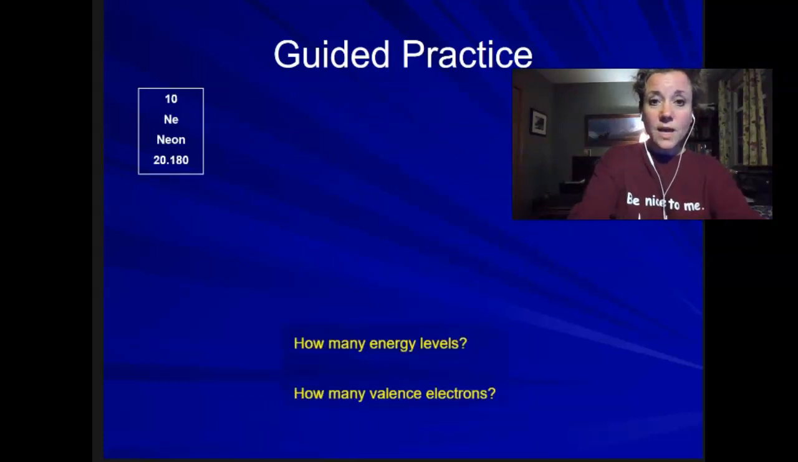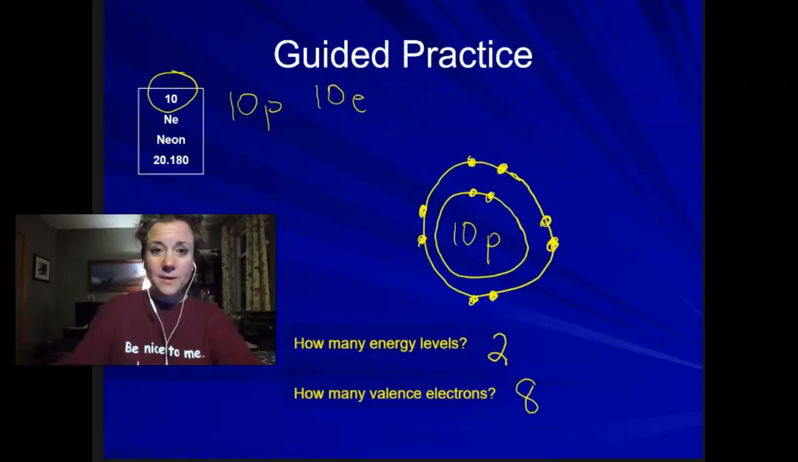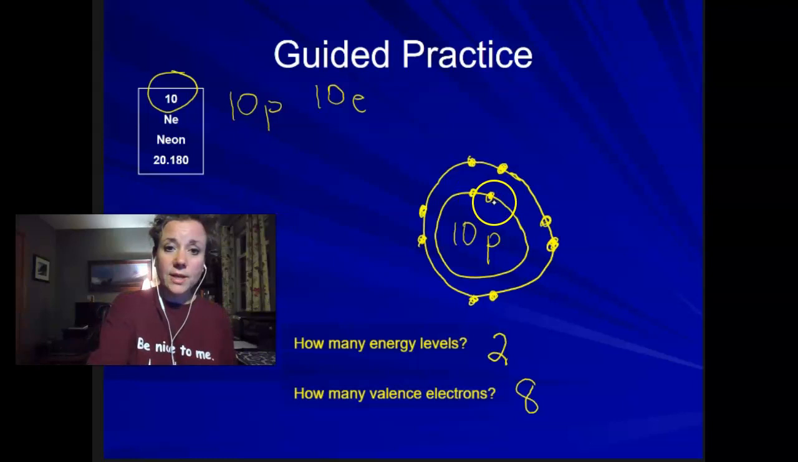All right, so you've got a couple more to practice. So go ahead, pause the video now, and then I will show you the answers. Okay, welcome back. Let's see how you did. Well, in your Bohr model for neon, you should have 10 protons in the center. You should have 2 rings. The first ring should have only 2 electrons, and the second ring should have 8. We have 2 energy levels, 8 valence electrons.